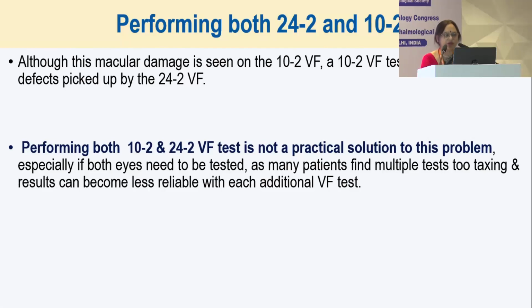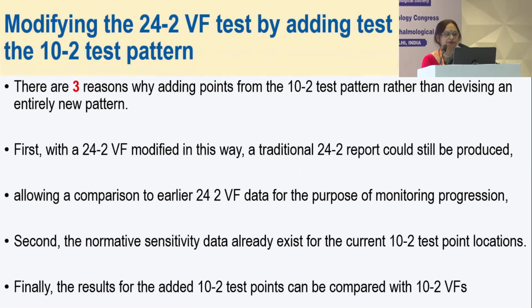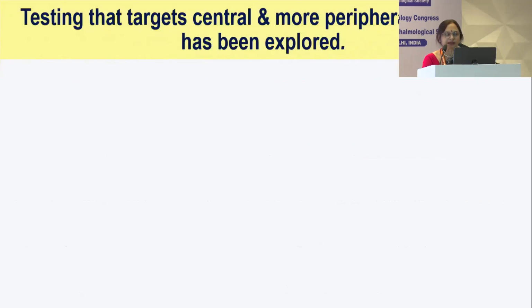Please note that although macular damage is seen on the 10-2 visual field, a 10-2 visual field test alone will miss defects picked up by the 24-2 visual field. So doing 10-2 alone is not the answer. Next, performing both 24-2 and 10-2 tests is not a practical solution to this problem. So what should we do? We can modify the 24-2 visual field test by adding test points from the 10-2 test pattern.